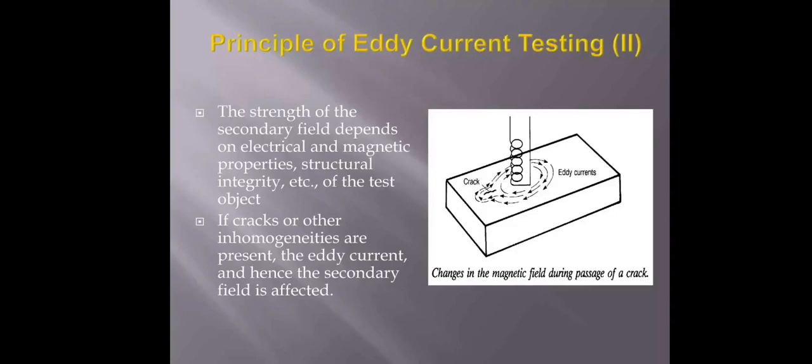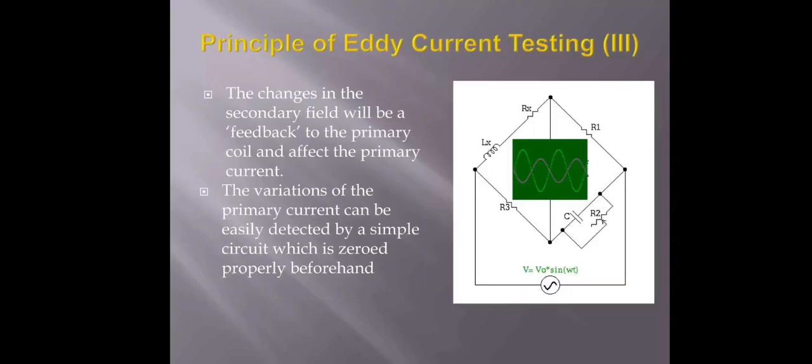Principles of eddy current testing. As the image shows, changes in the magnetic field during pass of a crack. The strength of the secondary field depends on electrical and magnetic properties, structural integrity, etc. of the test object. If cracks or other inhomogeneities are present, the eddy current and hence the secondary field is affected. The changes in the secondary field will be fed back to the primary coil and affect the primary current. The variation of the primary current can be easily detected by a simple circuit which is zeroed properly beforehand.